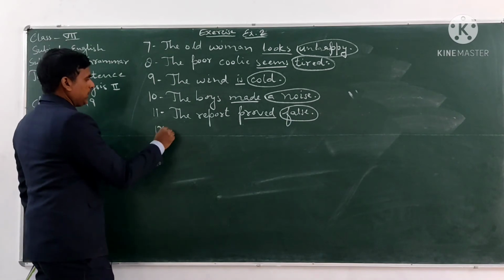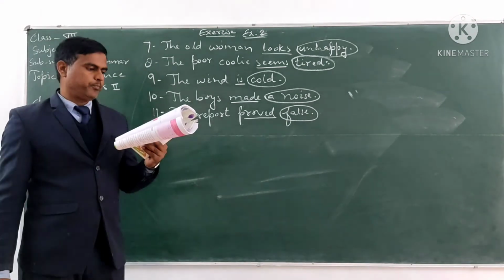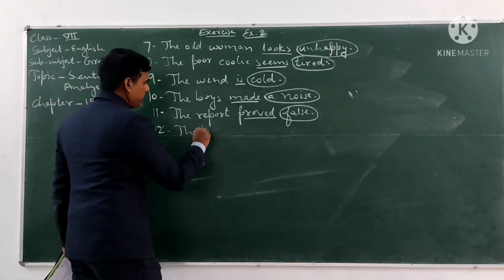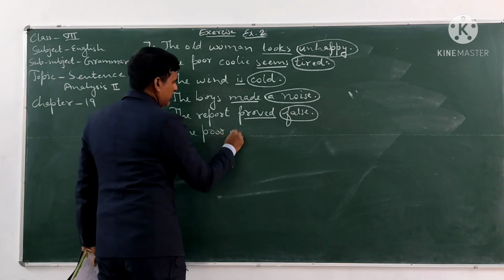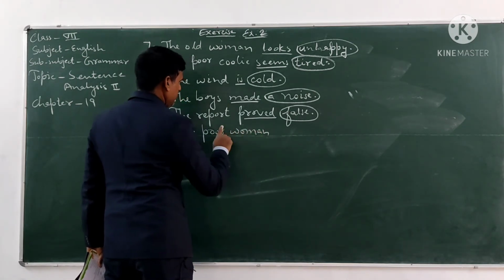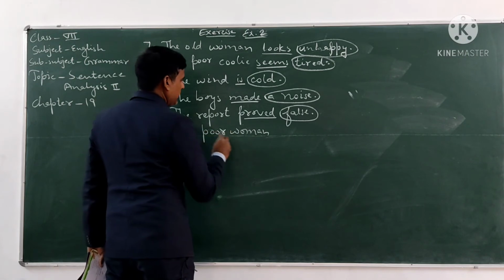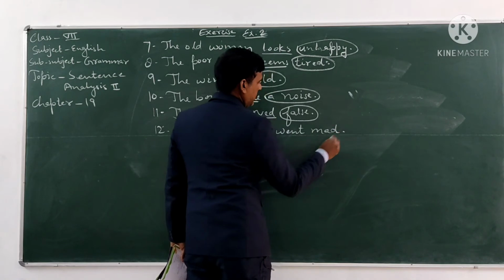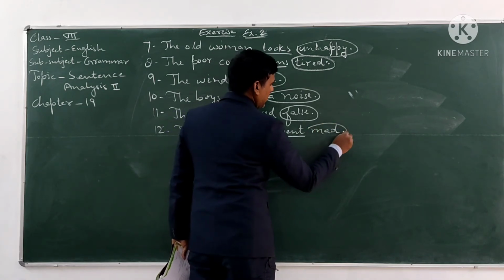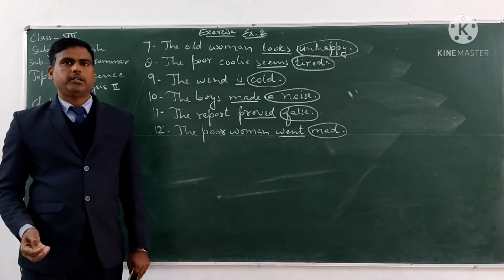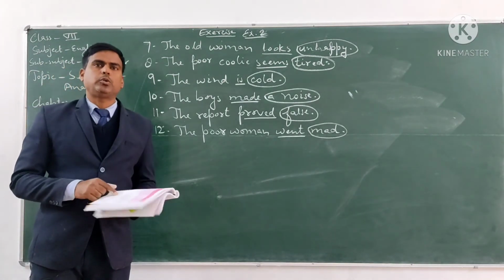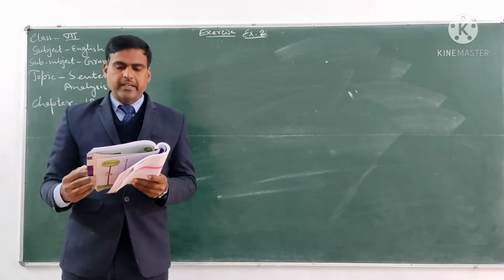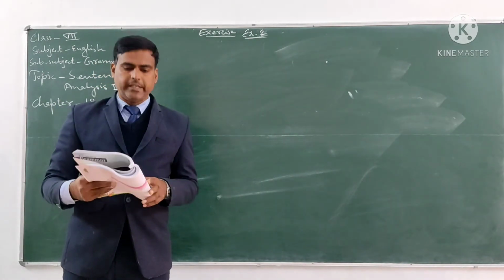Now see the 12th and last sentence of this exercise. The poor woman went mad. In this sentence, went is the verb and mad is the complement. So this is exercise number 2 in your book. We will not do exercise number 3 this time because it will take a long time. So we will do it in the next class.